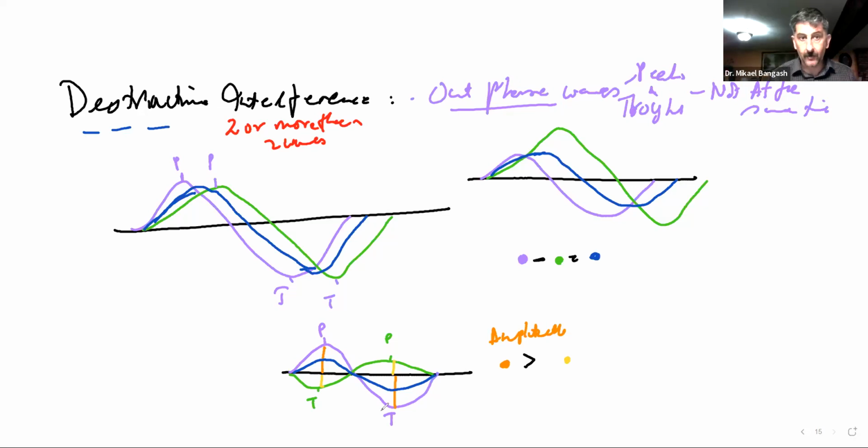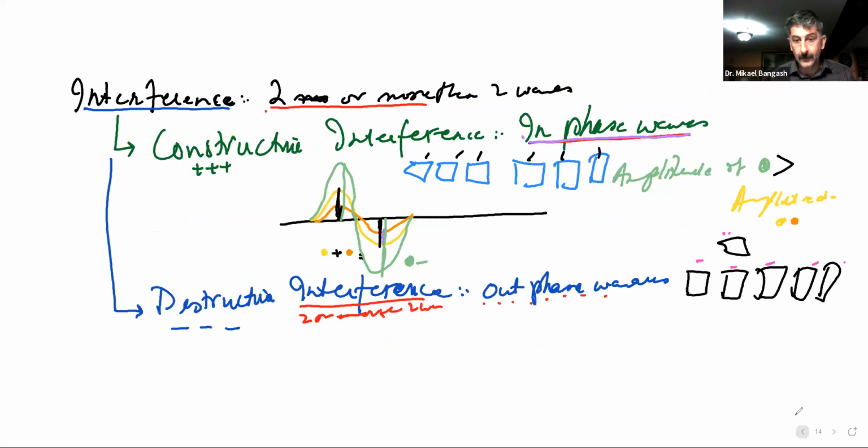So what do we derive from that? In out-of-phase interference, we can say the final wave is going to be lesser than at least one of the component waves. Whereas in constructive interference, the final wave is going to be greater than both of the component waves.